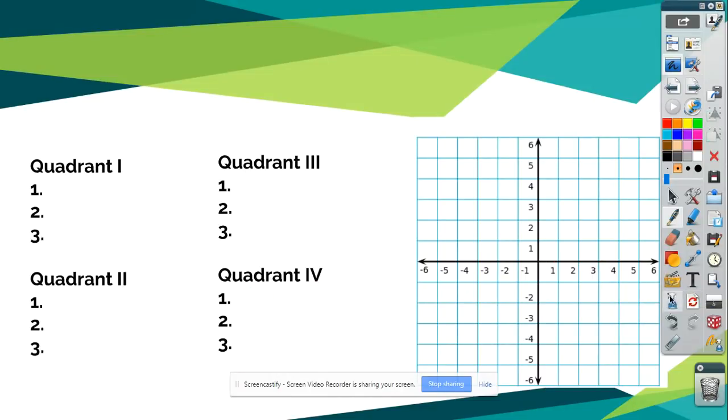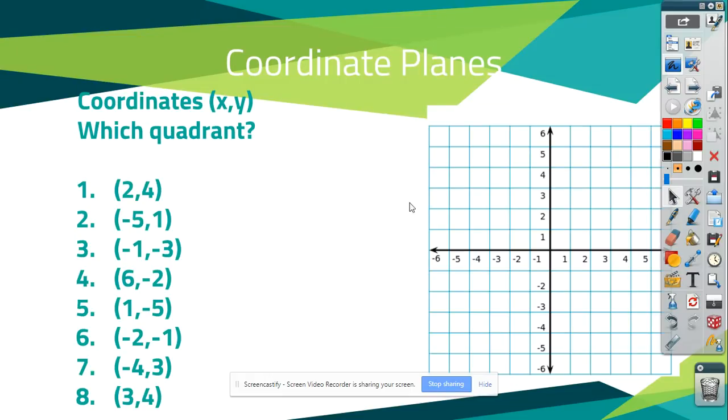Now, moving on. Coordinate planes. So, here are 8 coordinates, and you're just going to tell me which quadrant they're in. You are to, on your sheet of paper, when I come back to school, I will be checking this, and this will count as part of your notebook check, okay? So, here are 8. I need you to tell me which quadrant they're in. I will do a couple of them with you, and then the rest are up for you to do as practice, okay? So, the first one is 2, 4.